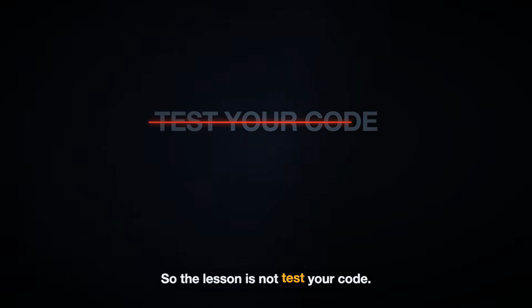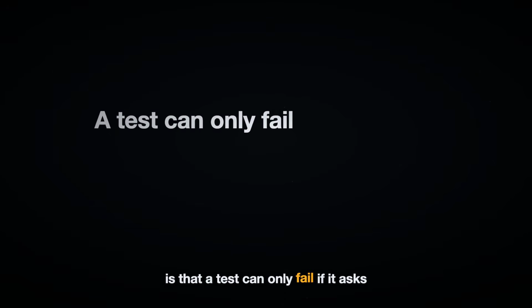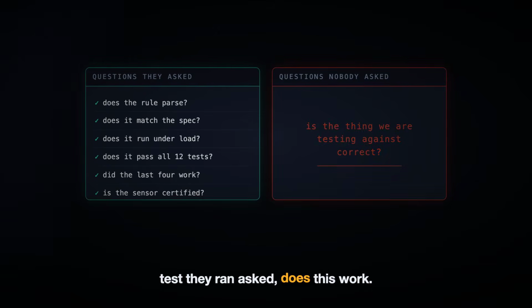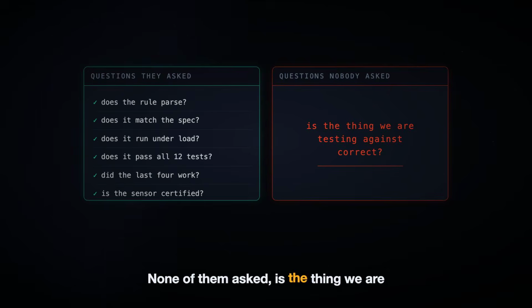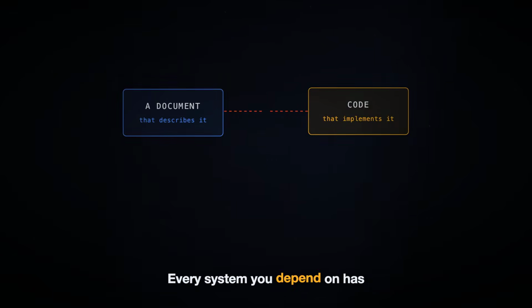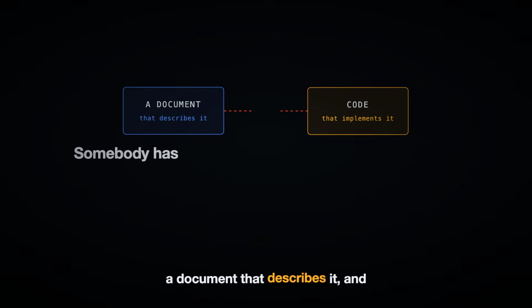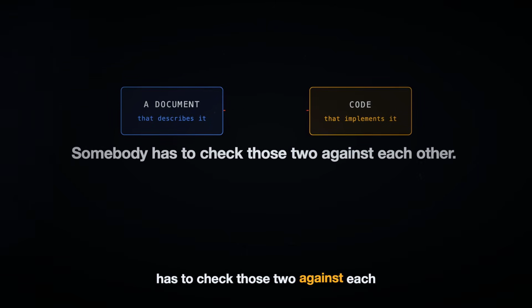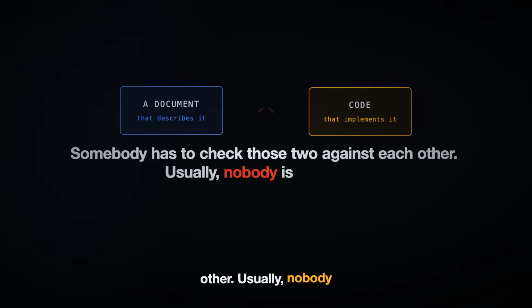So the lesson is not test your code, they tested it. It is that a test can only fail if it asks the question. Every test they ran asked, does this work? None of them asked, is the thing we are testing against correct? Every system you depend on has a document that describes it and code that implements it. Somebody has to check those 2 against each other. Usually, nobody is asked to.